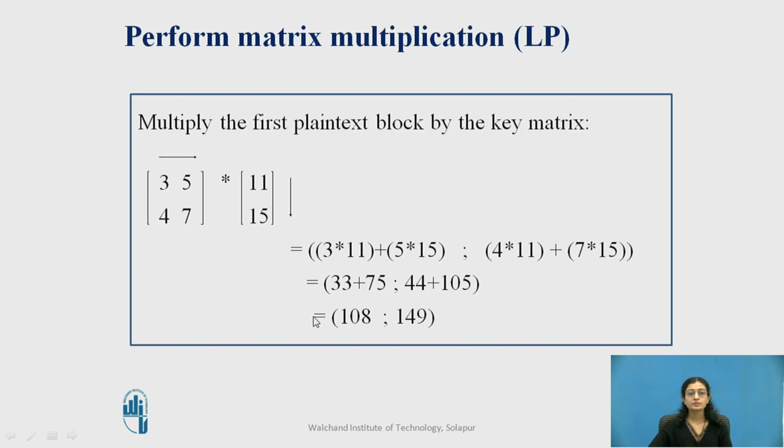Now let's perform the matrix multiplication for the second digraph of our example, which is LP. This is our key matrix and this is the matrix which corresponds to our digraph L and P. We multiply these: 3 multiplied by 11 plus 5 multiplied by 15, and then 4 multiplied by 11 plus 7 multiplied by 15. After all the calculation, we get the numbers 108 and 149.